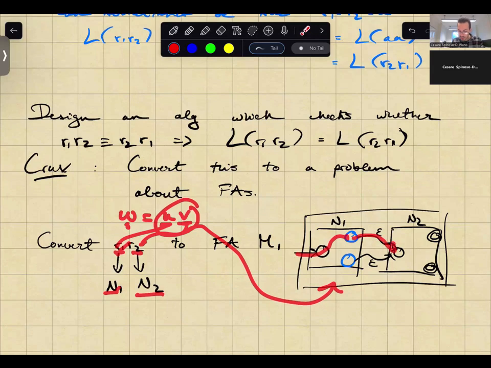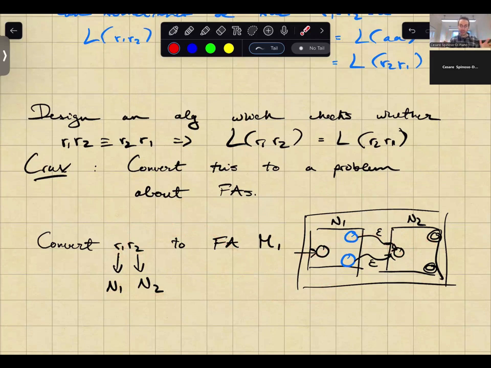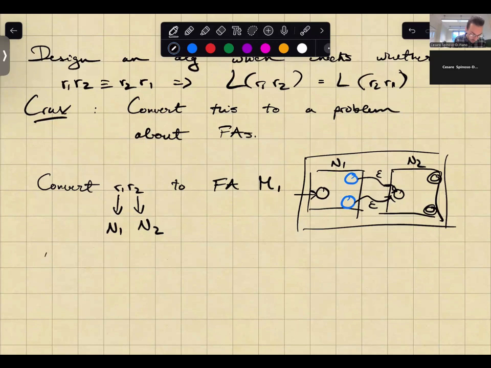Then I can jump to the start state and read V. And I know that when N2 reads V, it gets to an accept state, right? So in the end, I would end up in an accept state of M1, the bigger FA that concatenates the FAs of N1 and N2. And the logic is the same for R2 R1. So you'll also convert R2 R1 to an FA M2, right?